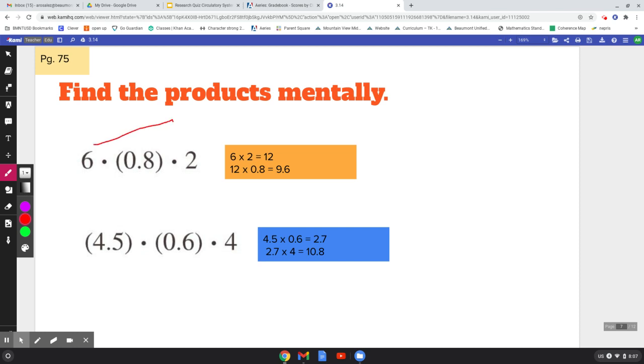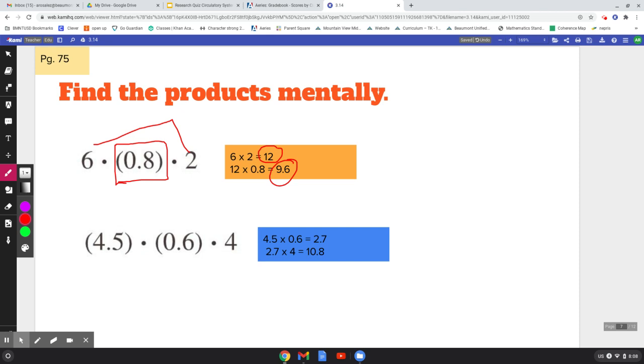So I did 6 times 2 because that's easy. That's 12. And then my answer was 12. Well, now I need to multiply 12 by the remaining product, right? So 0.8. So if you multiply those two, your answer is 9.6. So you should be writing what's in the orange box in your book on that problem.